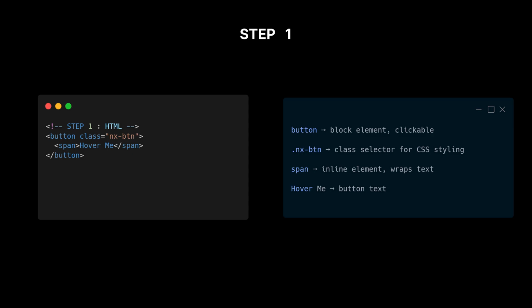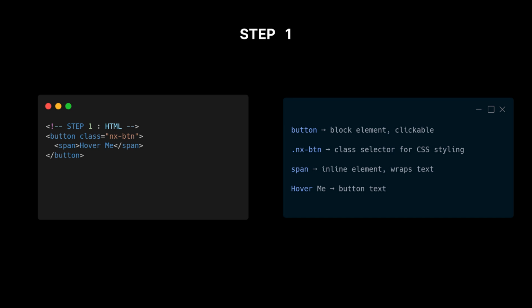This class does not change anything visually right now, but it will be used later as a CSS selector to apply styling and hover effects. Inside the button, we have a span element with the text, hover me. The span is an inline element, and it is used here to wrap the button text so we can control and animate the text separately using CSS.